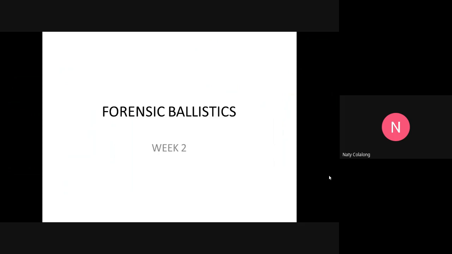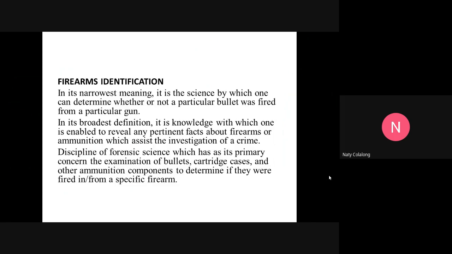Today we are going to trace the origin and history of firearms and enumerate and describe the general classification of firearms. Let us start with firearms identification.